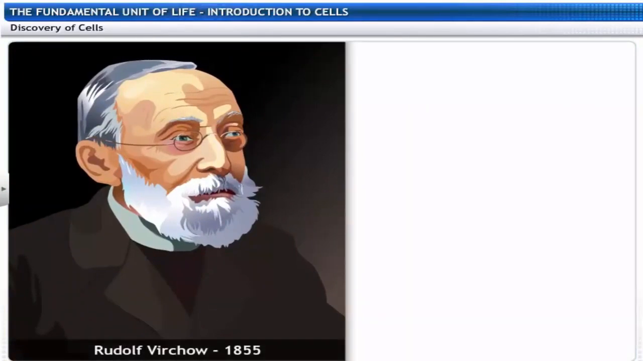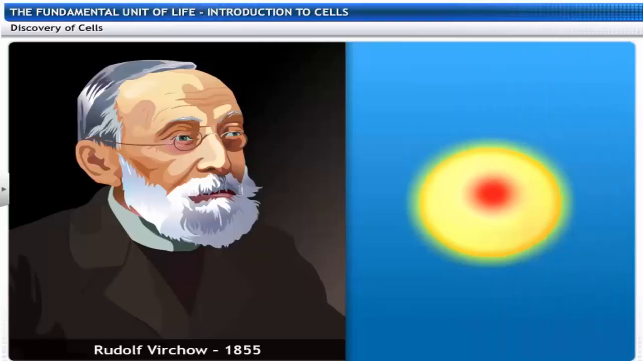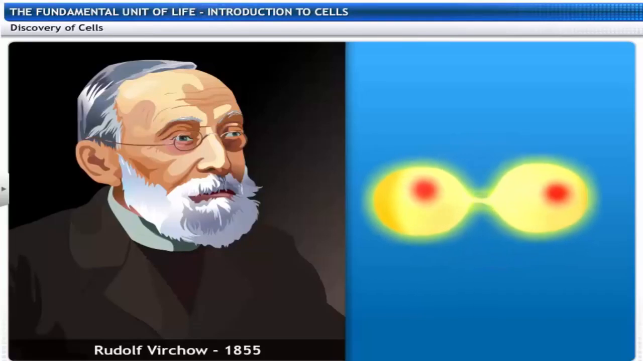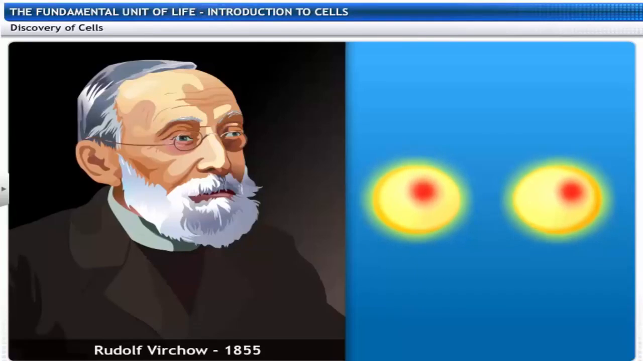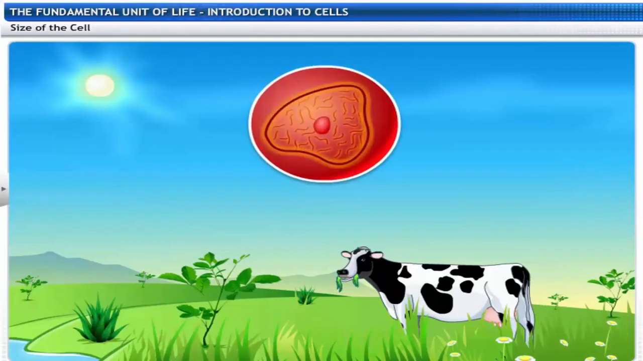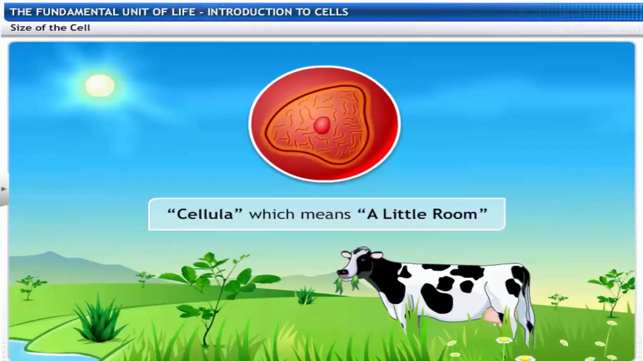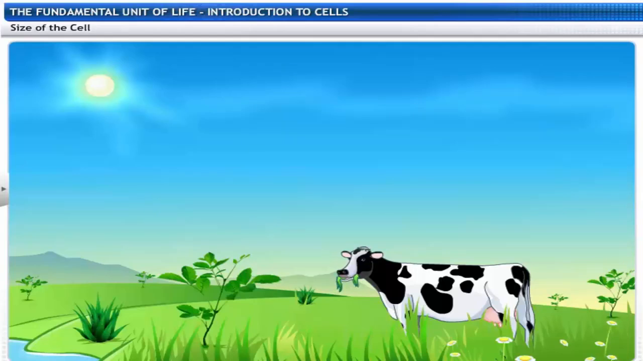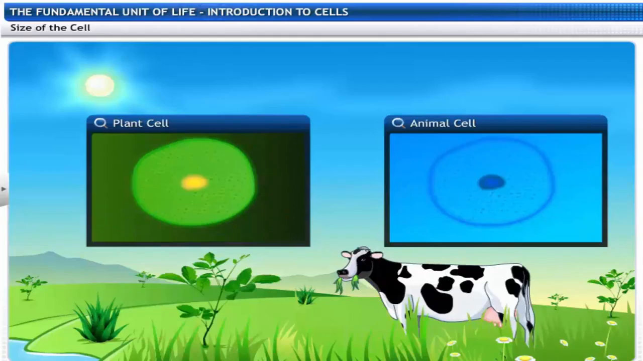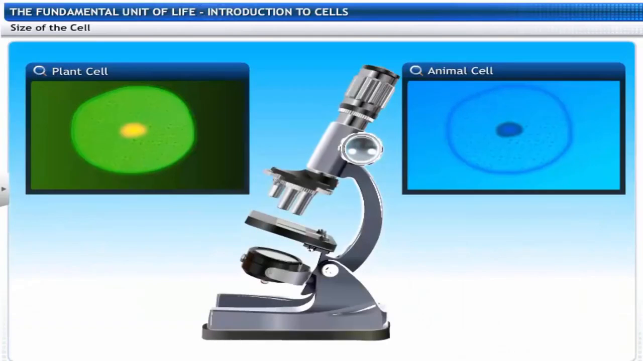Rudolf Virchow in 1855 further expanded the cell theory by saying omnis cellula e cellula, which means all cells arise from pre-existing cells. All living organisms are made of cells. Cell is derived from the Latin word cellula, which means a little room. Plant and animal cells are too small and visible only under a microscope.